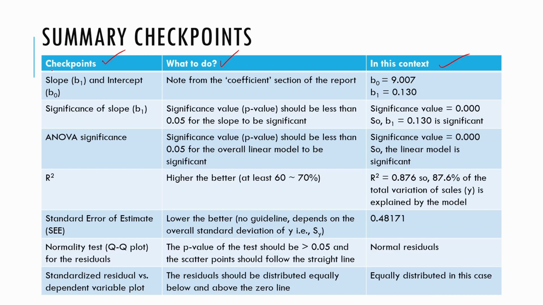For example, the first point is the slope and intercept that we will note from the coefficient section, and in this particular case the intercept is equal to 9.007 and the slope is equal to 0.13. This is the first observation. The second observation is the significance of the slope. Third is ANOVA. All these things I have already explained, so this is only a summary of the tasks that you need to perform. You can take a screenshot of this slide and use it for your future reference.